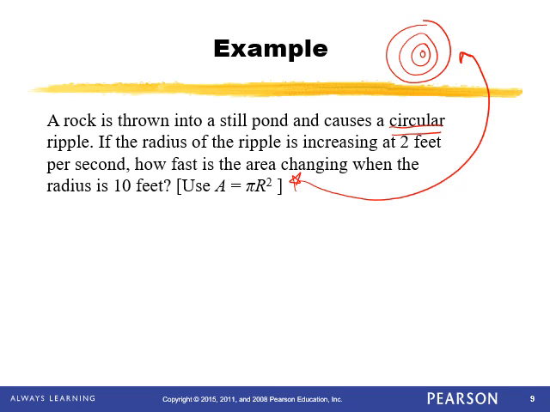It's telling you that the ripple, or the circle, grows at 2 feet per second. Okay, the radius of it. So in this case, this is dr/dt is equal to 2 feet per second. And how fast is the area changing when r is equal to 10? So this is another bit of information.